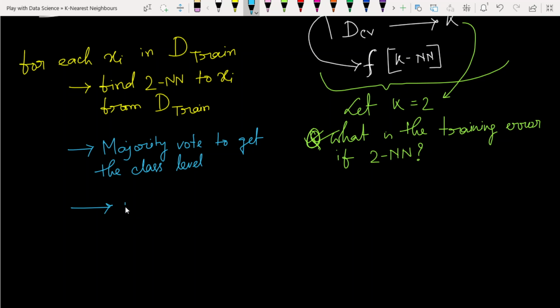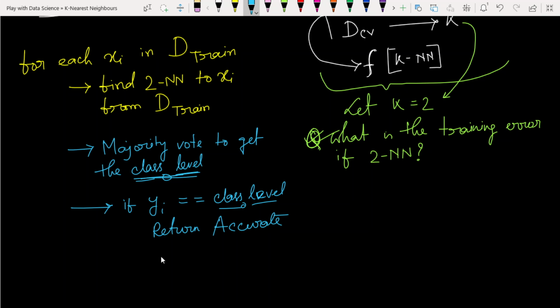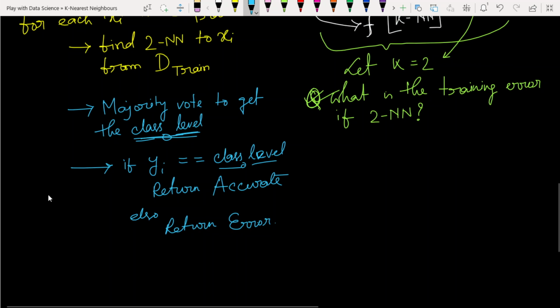Now let's find the accuracy. If the corresponding yi, the actual class label, is equal to the class label that we found from the majority vote, then we return accurate, else we return the error. We have seen these things previously, I have just written them as pseudo code.